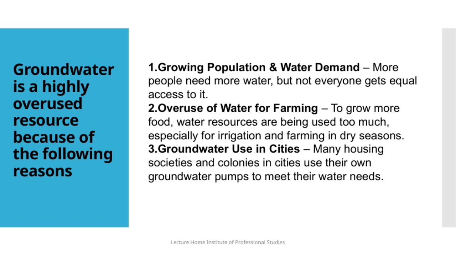In urban areas, many housing societies and colonies rely on their own groundwater pumps to meet daily water needs. While this might seem convenient, it contributes heavily to groundwater overexploitation. Groundwater is a highly overused resource, and this is due to several interconnected reasons. Overpumping for agriculture, urban use, and even industrial activities all play a role.